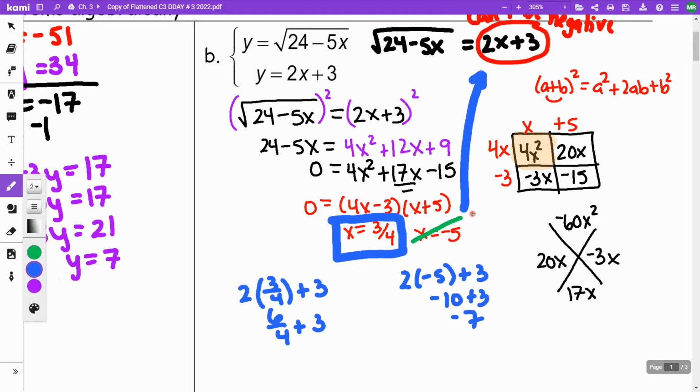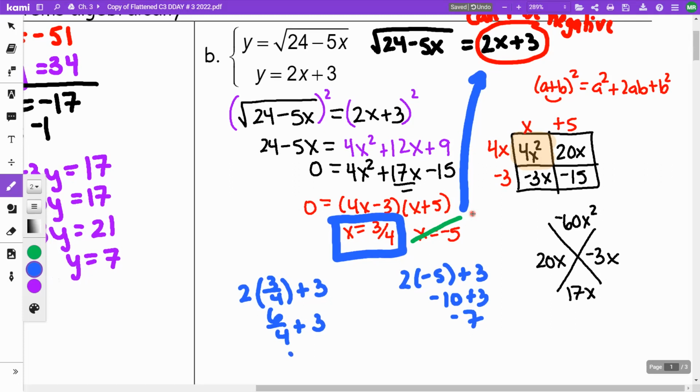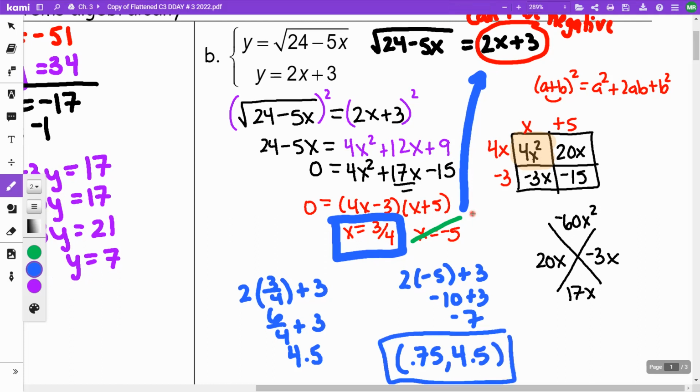Okay. So I'm going to end up getting 3/2 or 1.5. So this is going to end up giving me a 4.5. So I'm going to have a 3/4 or a 0.75, comma 4.5 as my point of intersection. Again, 3/4 is the same as a 0.75.